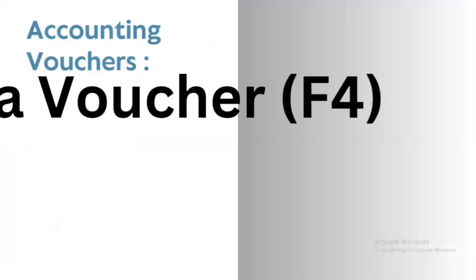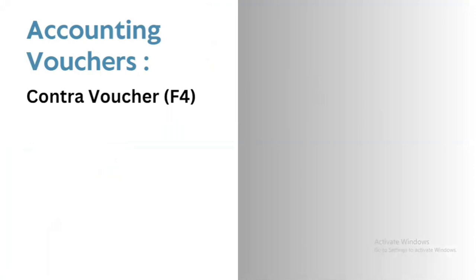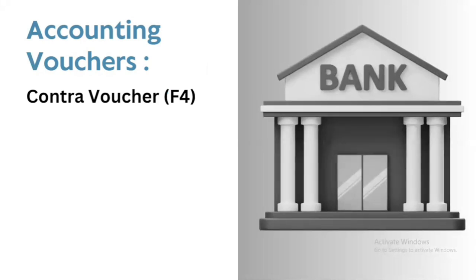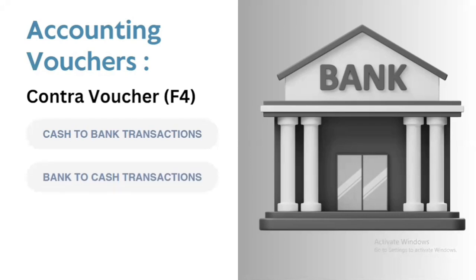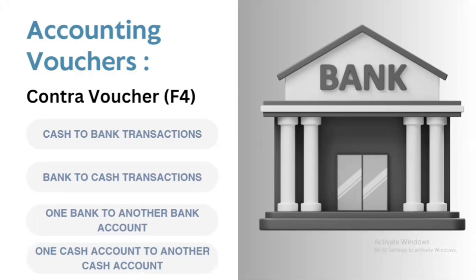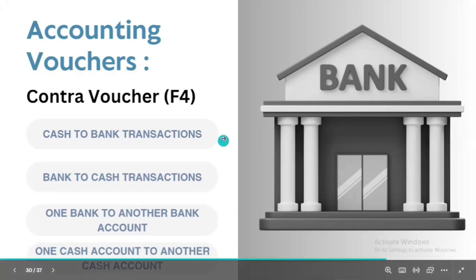Under accounting vouchers, now we are discussing the contra voucher. As we learned earlier, the contra voucher records those transactions that affect both cash and bank. The shortcut key of contra voucher is F4. So use these shortcut keys only, don't use the mouse. There are four types of banking transactions that are recorded in contra voucher: cash to bank transactions, bank to cash transactions, one bank account to another bank account, and one cash account to another cash account. Let us learn how to enter these transactions in contra voucher.